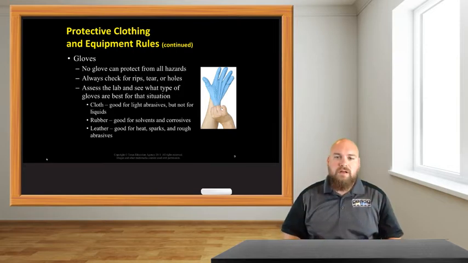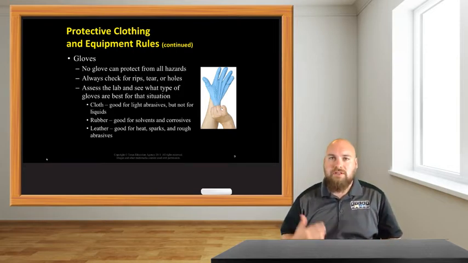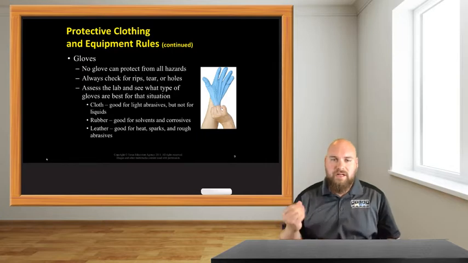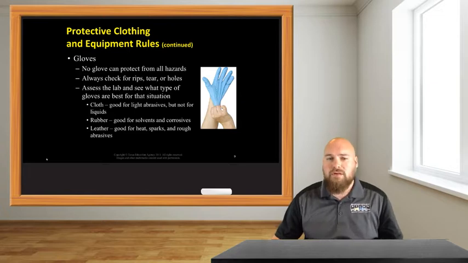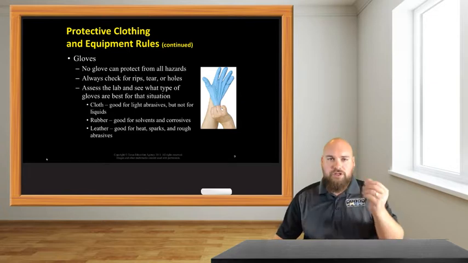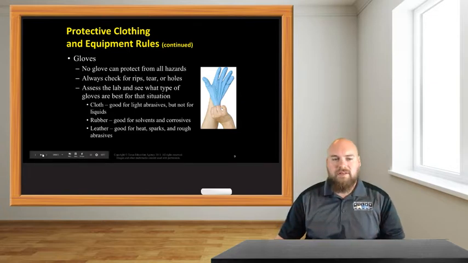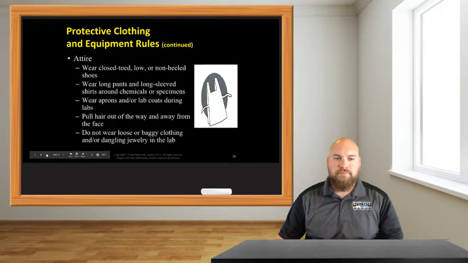We use rubber gloves whenever we're using chemicals like solvents and corrosives, things that can actually hurt our hands. That rubber is designed to not react with those things. And the last one is leather. We can wear leather gloves when we're dealing with heat or sparks or things that are very, very sharp or rough. That gives us that protection as well.